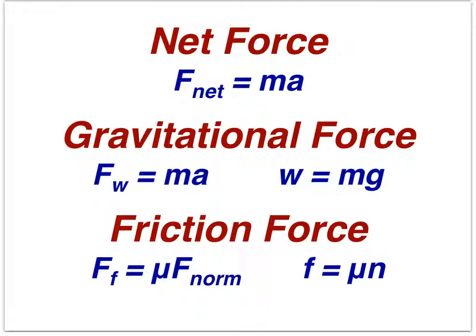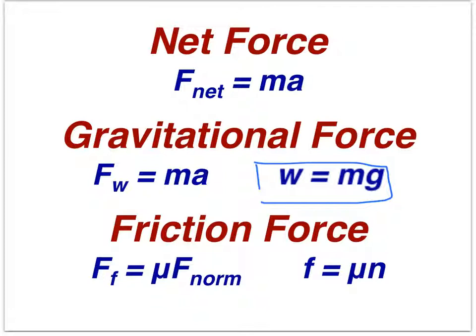So your net force equals mass times acceleration. Your gravitational force, like we identified earlier, is F equals ma, but if that F is weight and a is gravity, then you get W equals mg as another version of that formula. This one, the friction formula, doesn't follow that mass times acceleration. It follows a different formula, where your friction force is equal to what's called your coefficient of friction times your normal force.